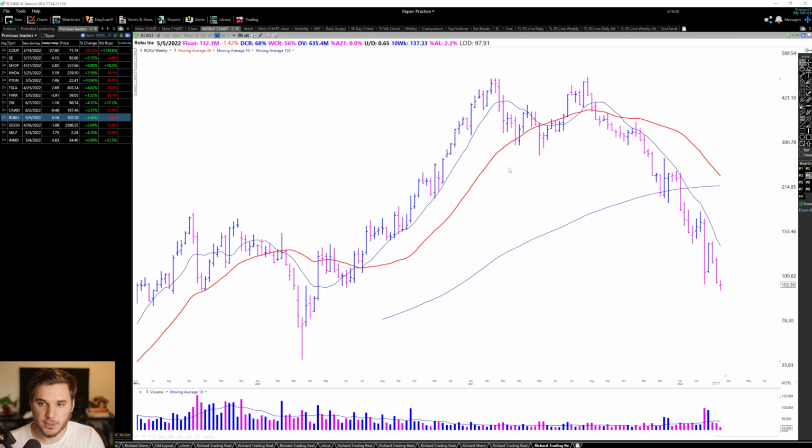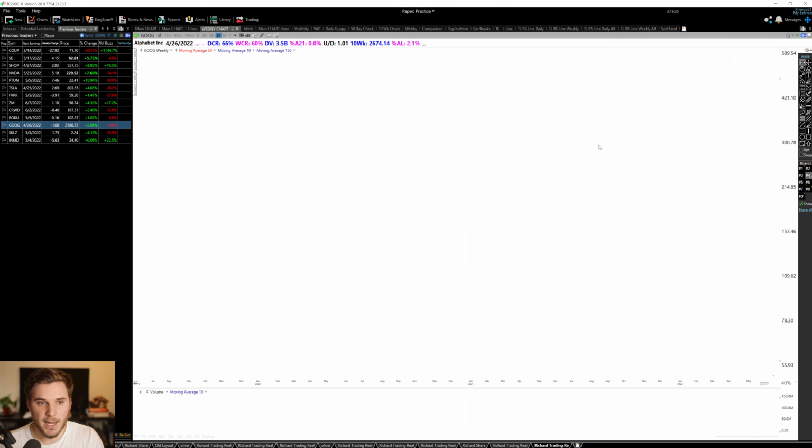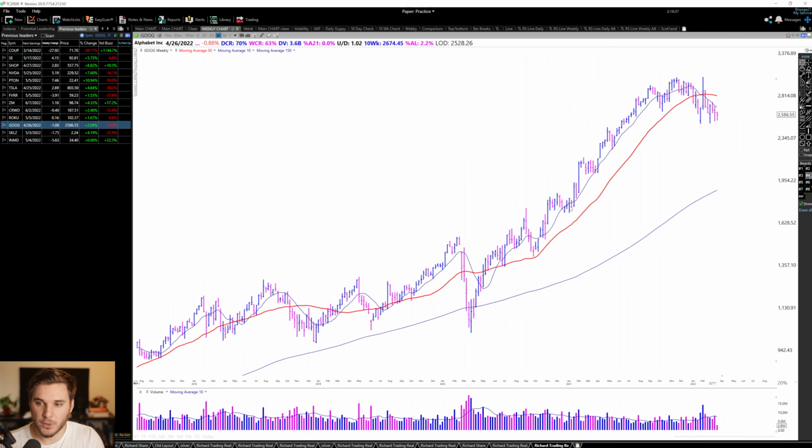Roku, we already talked about. You can see that changing character, super strong accumulation here, and then distribution against that 10-week moving average to the downside. Google, a slower mover, also really nice respect back in 2020 to this moving average, and you'll see this over and over again if you take a look at weekly charts.